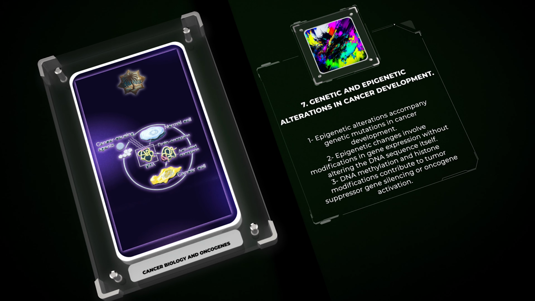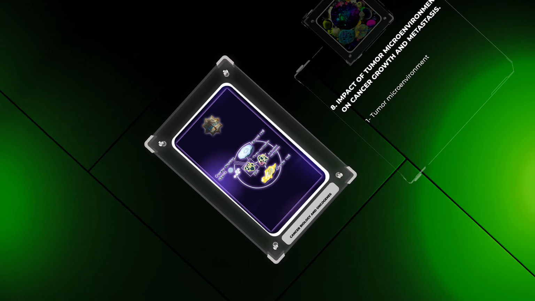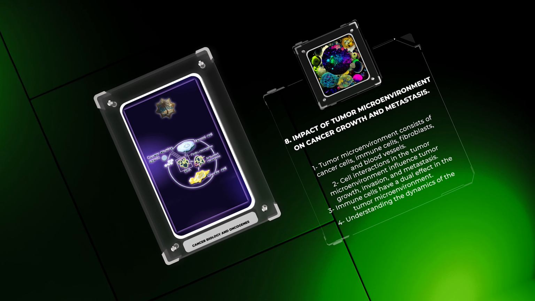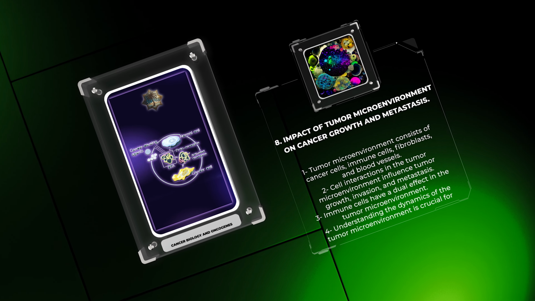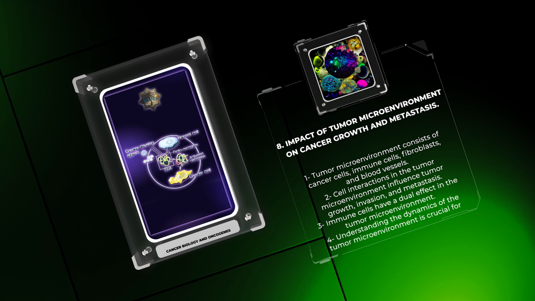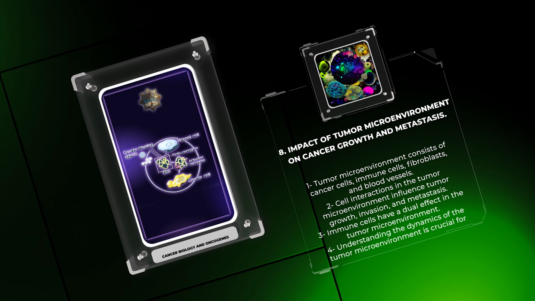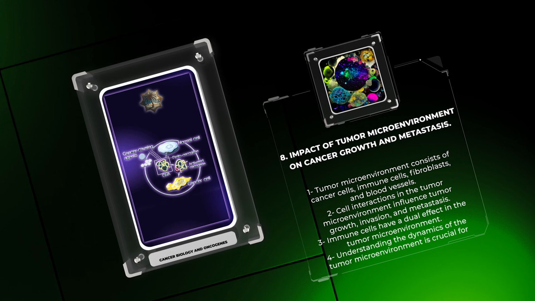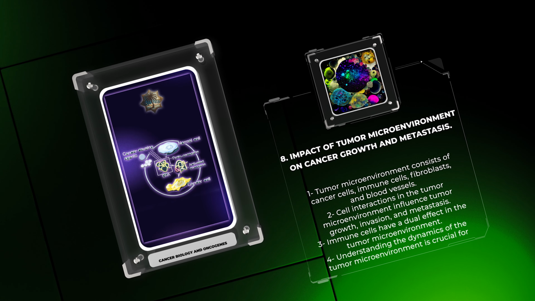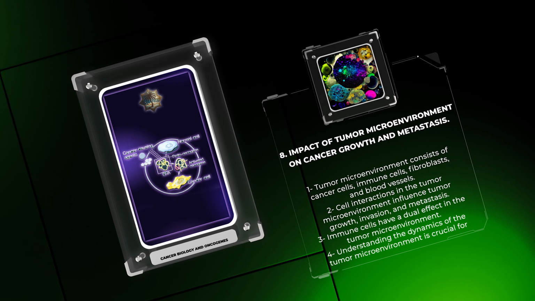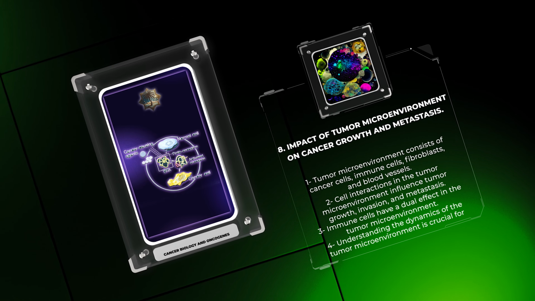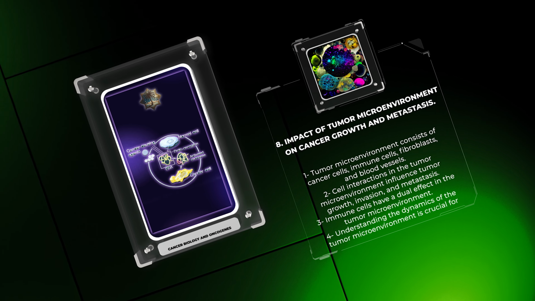targets for therapeutic interventions. The tumor microenvironment, composed of cancer cells, immune cells, fibroblasts, and blood vessels, plays a crucial role in cancer progression. Cell interactions in this environment influence tumor growth, invasion, and metastasis, with immune cells having a dual effect. Detailed understanding of these dynamics is essential for developing effective treatment strategies.